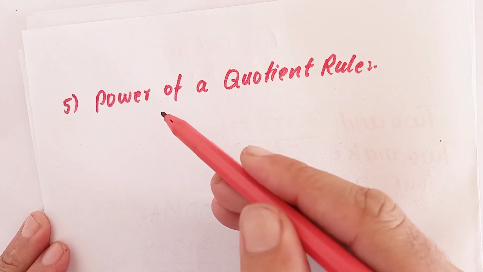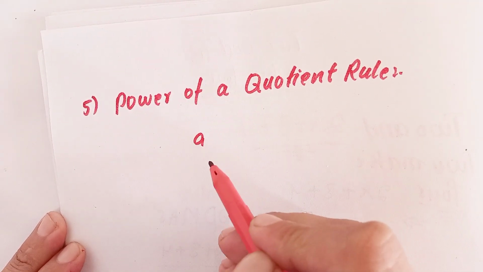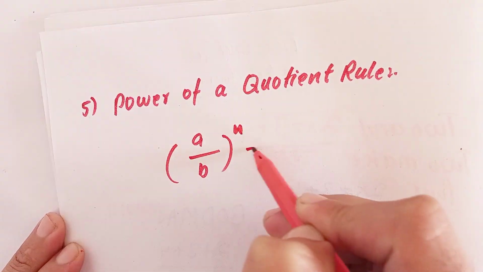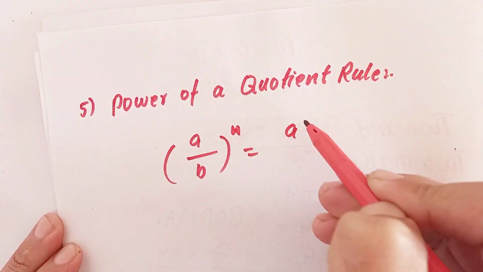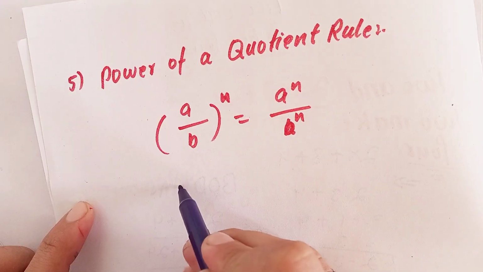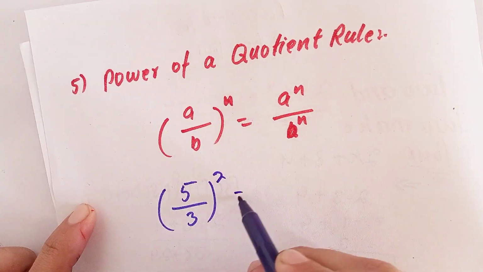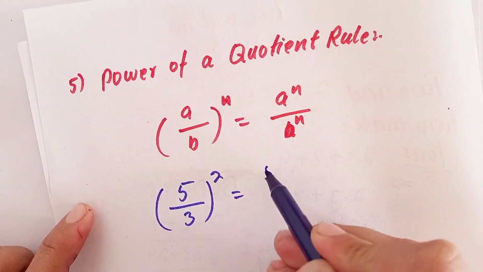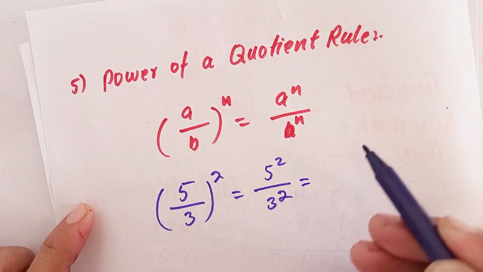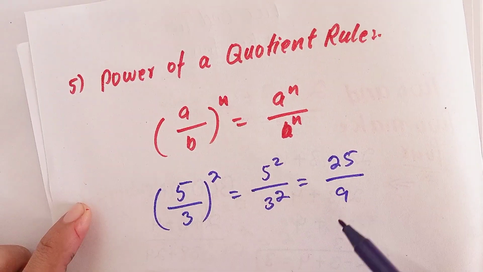The fifth one is power of a quotient rule. The power of a quotient rule states that a divided by b raised to the power n is equal to a raised to the power n divided by b raised to the power n. For example, 5 divided by 3 raised to the power 2, which is equal to 5 raised to the power 2 divided by 3 raised to the power 2, which is equal to 25 over 9.